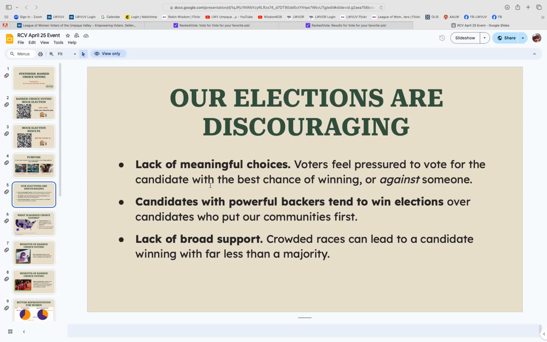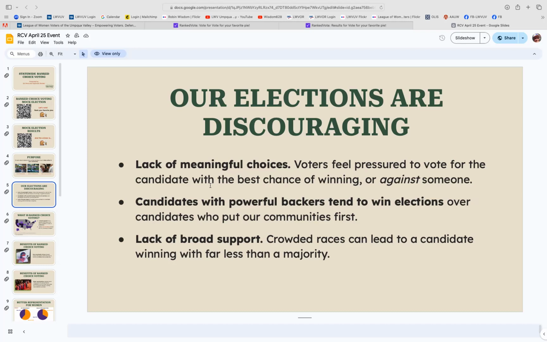We will have some more time for that, but I would like to talk a little bit more about why our elections are discouraging. So I think you all said this right. There is a lack of meaningful choices. Voters feel pressured to vote for a candidate with the best chance of winning, or sometimes you're using your vote to vote against someone. It's not even that you want them to win, it's that you don't want them to win. And again, that's not a good feeling.